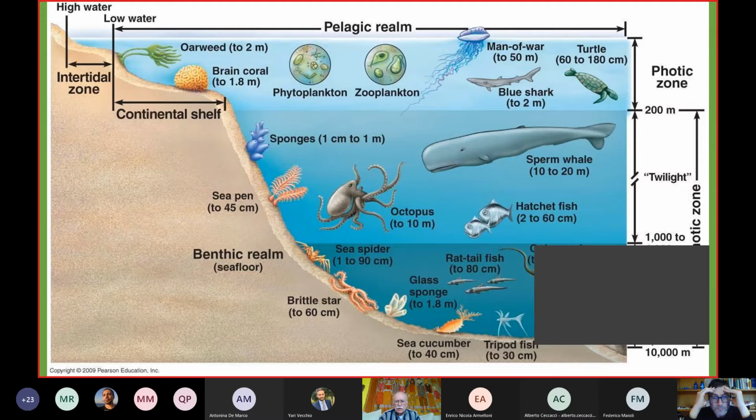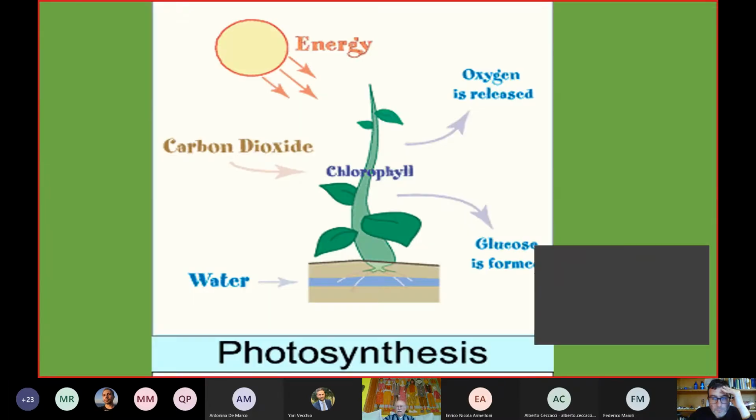Okay, and now it's a typical ecosystem. You can see that everything that happens there is supported by what happens in the upper parts, those that are illuminated and can sustain the primary productivity, photosynthesis, most important of the microscopic algae that are really the meadows and the jungles of the marine environment.